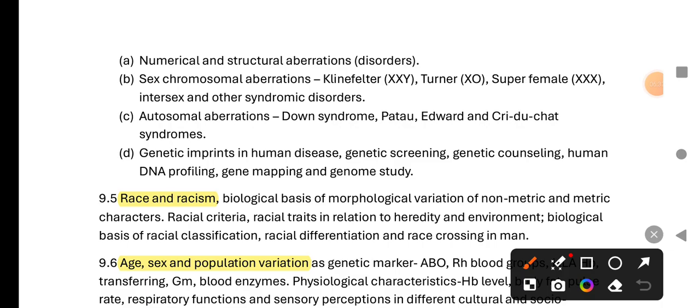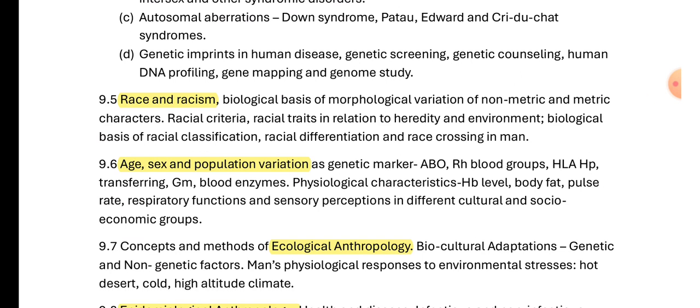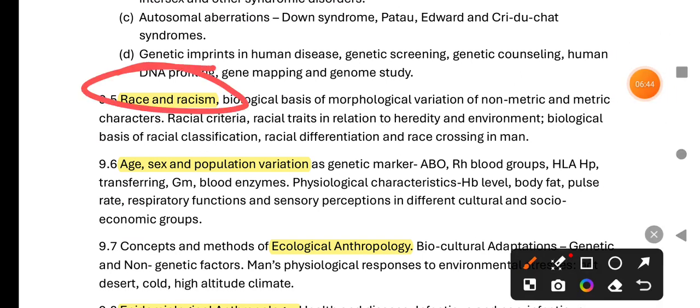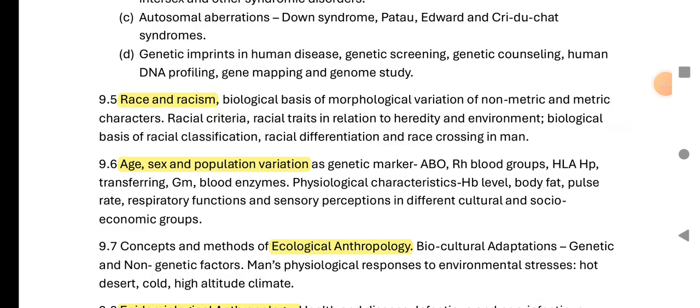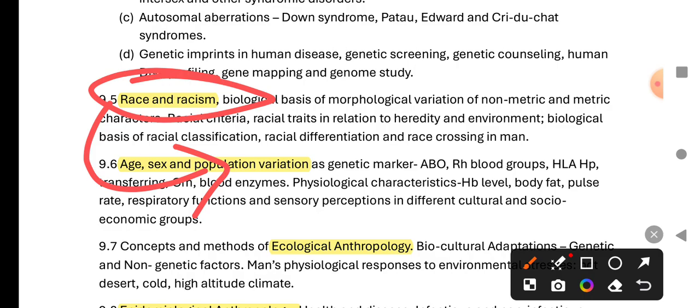And genetic imprints in human disease. What is genetic imprint? We will study genetic screening, genetic counseling, human DNA profiling, gene mapping, and gene study. And race and racism is very important. The topics given in this syllabus are very broad, but we will study race and racism very thoroughly, and what is race and what is racism.